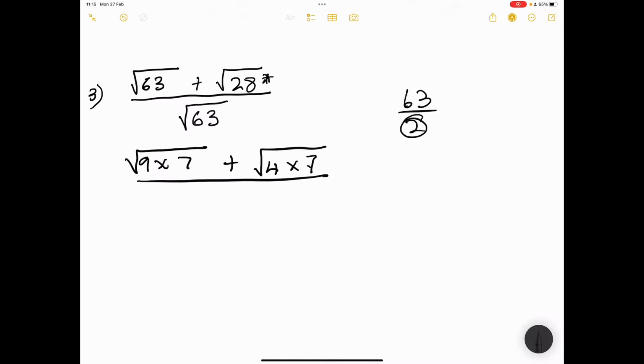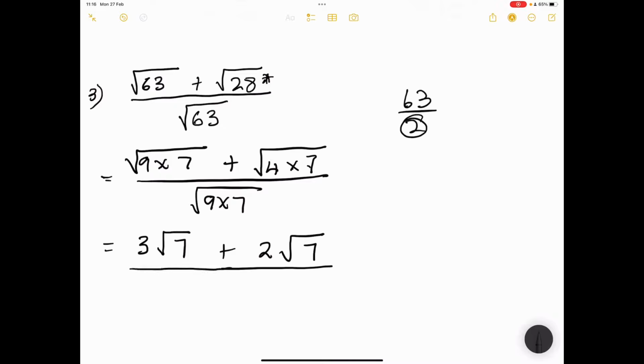Okay, and in this case, we said 63 is 9 multiplied by 7. Of course, we're taking the square root of that. So square root of 9 is 3, root of 7. I hope you've got it by now that you can take square root 9 times square root 7, and square root 9 is 3, plus square root of 4 is 2, multiplied by root 7, divided by 3 root of 7.